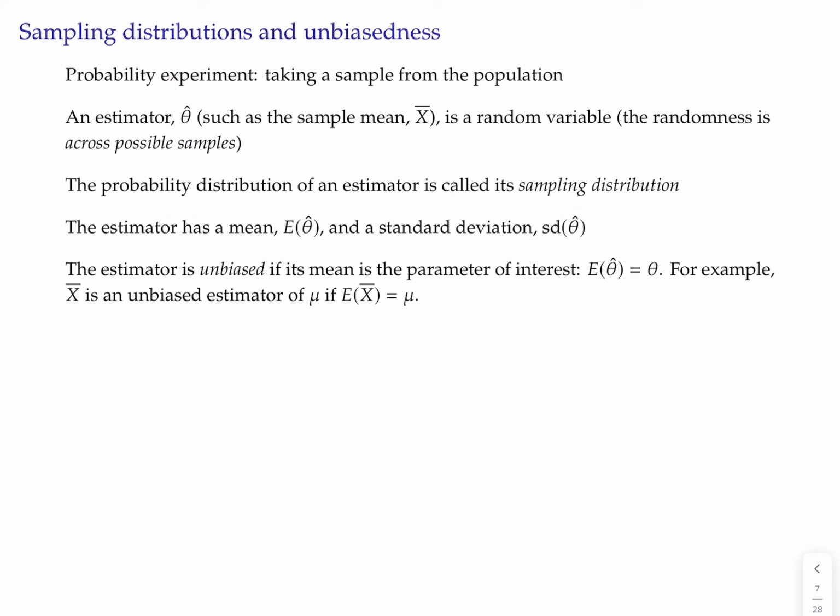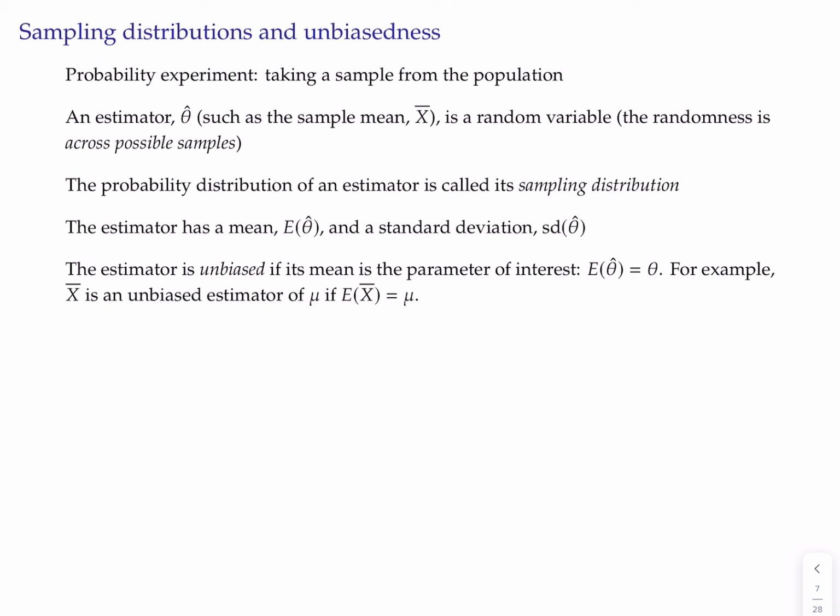And just like any distribution for any random variable, it has a mean and it has a standard deviation. One property we could hope to have is that our estimator is what's called unbiased. That is, if its mean is the population parameter of interest. So here theta is the population parameter, and theta hat is our estimator of that parameter. So a sample mean, x bar, is unbiased if its mean is the population mean mu.